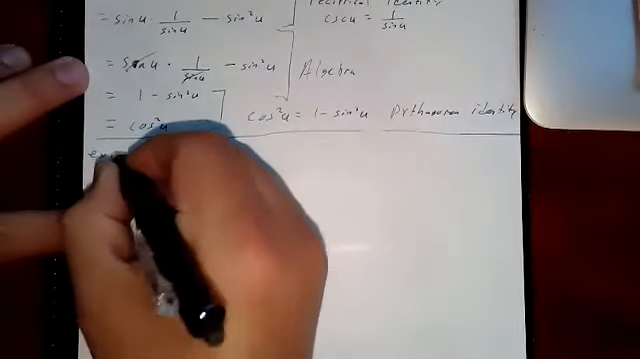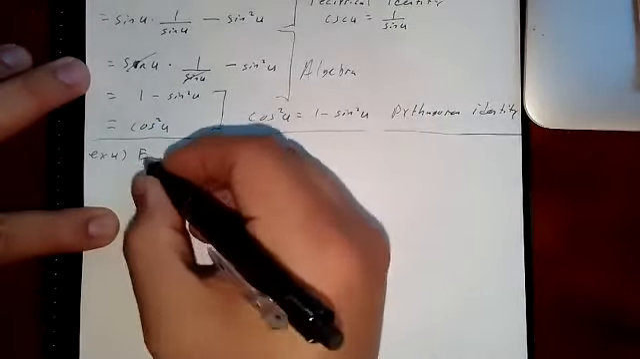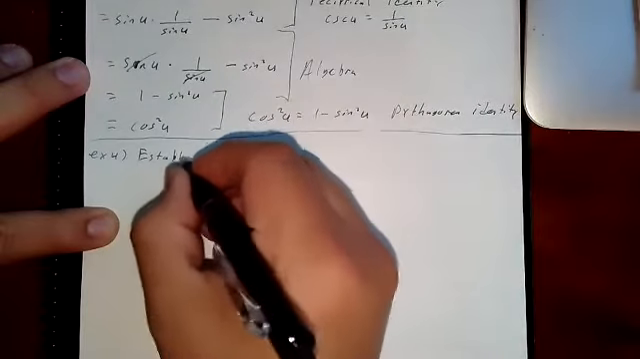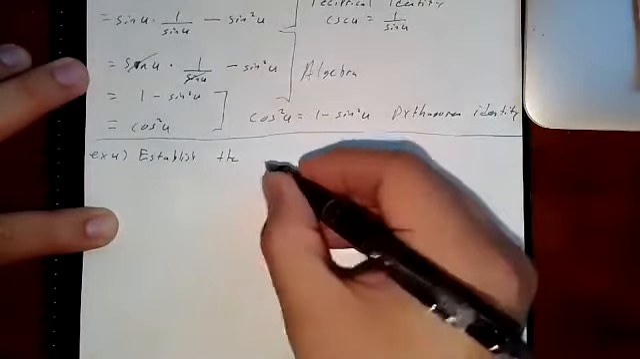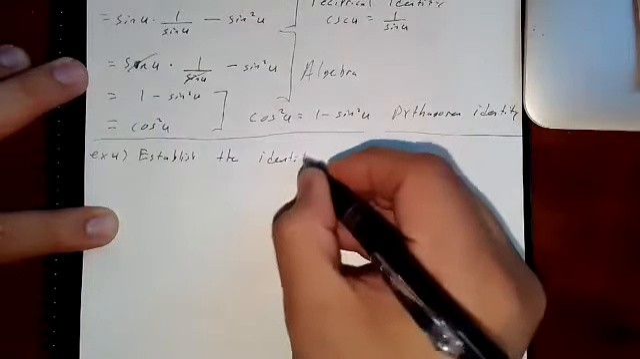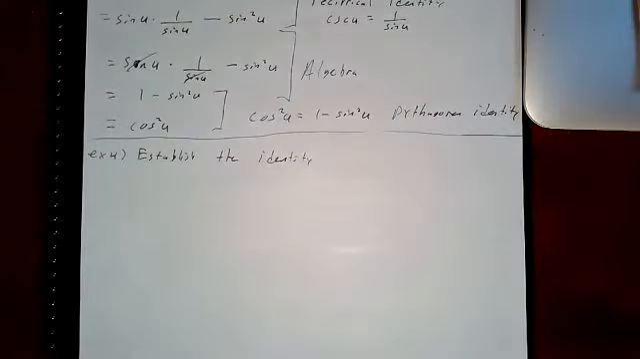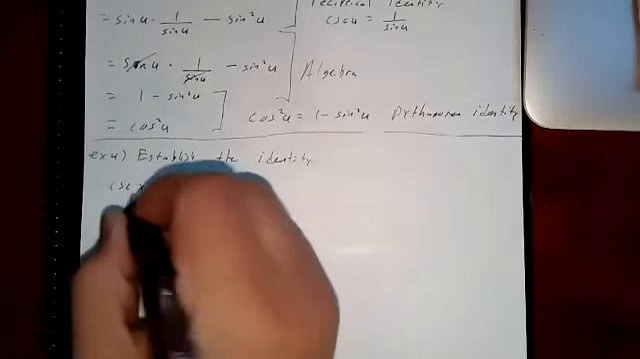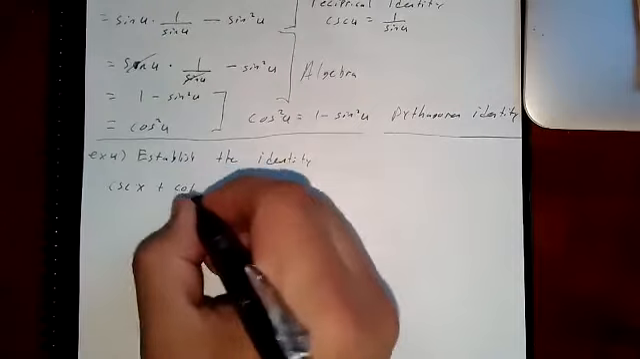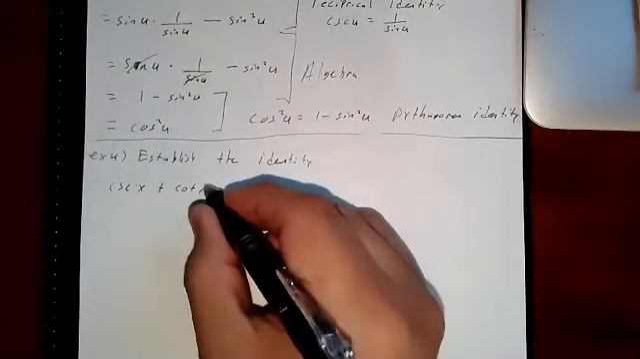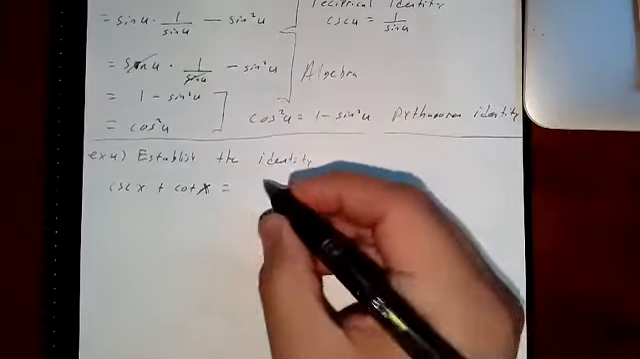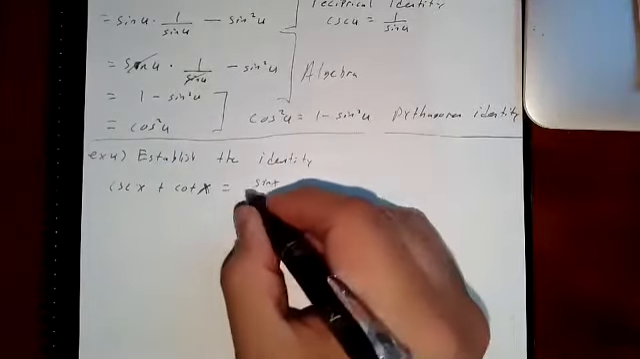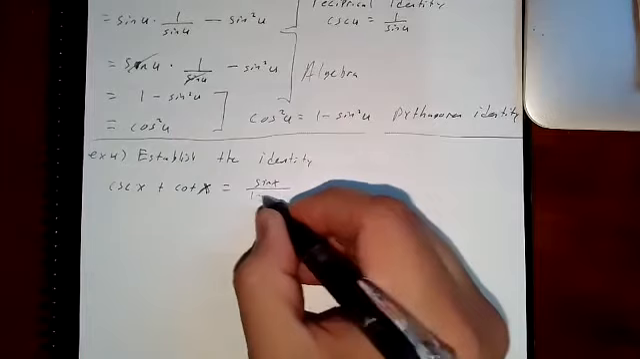Example 4. Same deal. Establish the identity. Okay. Cosecant x plus cotangent x equals sine x over 1 minus cosine.